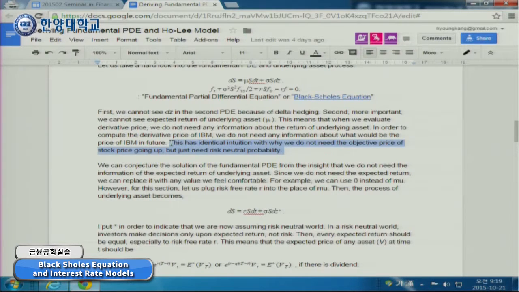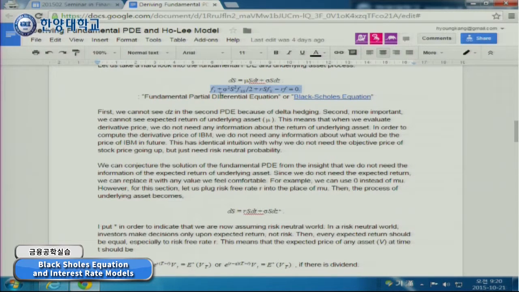This term is from the binomial model, but I assume you all learned the binomial model, so I didn't cover this one. Now we can conjecture the solution of the fundamental PDE. We want to solve this one from the insight that we do not need the information of the expected return of the derivative.